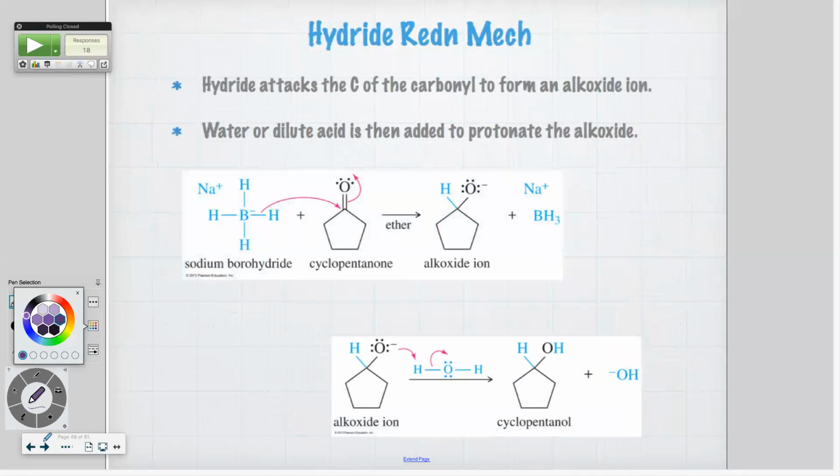All right, so the hydride attacks the carbon of the carbonyl to form an alkoxide ion. So you're going to go out to the O. Notice, every time we attack a carbonyl, we go out to the O. Every time. All right, so here's our alkoxide ion.